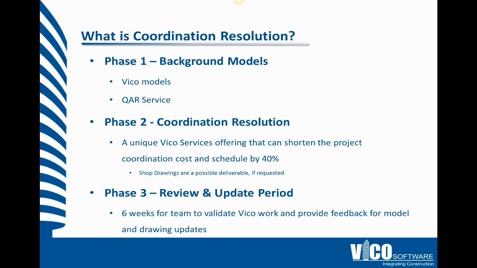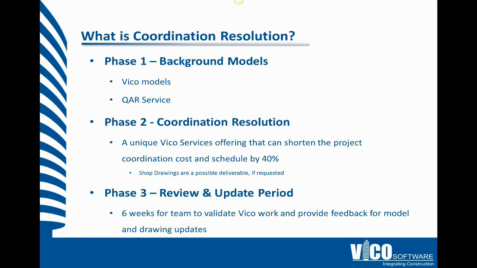Our approach to coordination resolution has a few different phases. The first phase is background models, so figuring out which is the right 3D background to use for the coordination effort. In a lot of cases, Vico will model these for the client, so we can take the 2D design drawings and create an architectural and structural background that suits well for coordination.